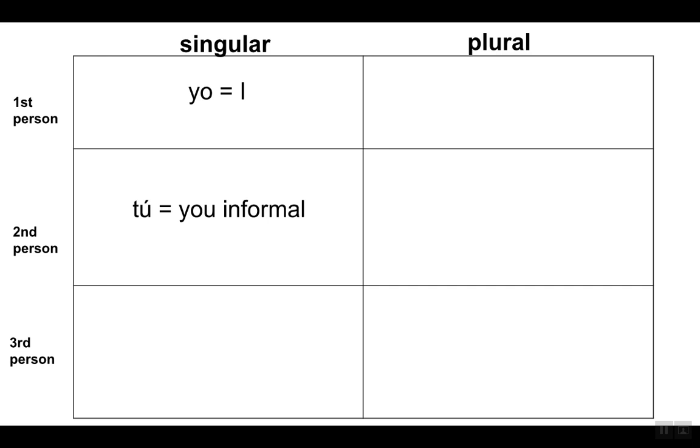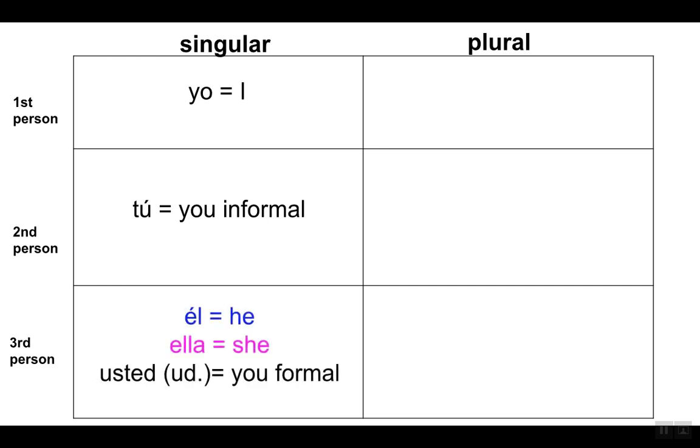And then we have third person, singular. We have él for he, and yes, you have to have the accent mark on there. If you don't, it changes the meaning. We have ella for she. Those double L's kind of form a Y sound from English, so it's ella.